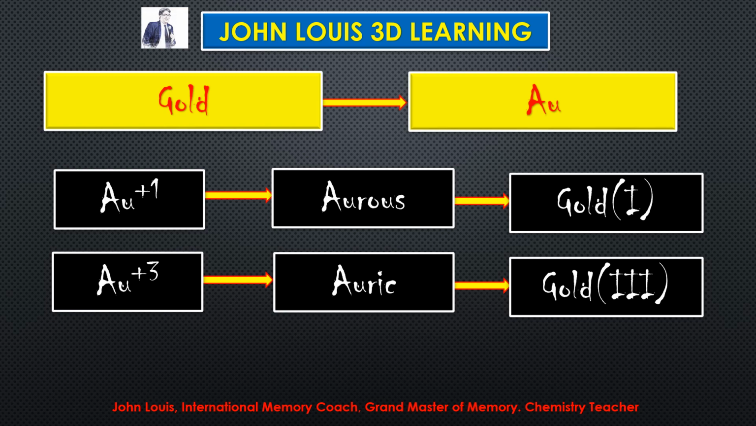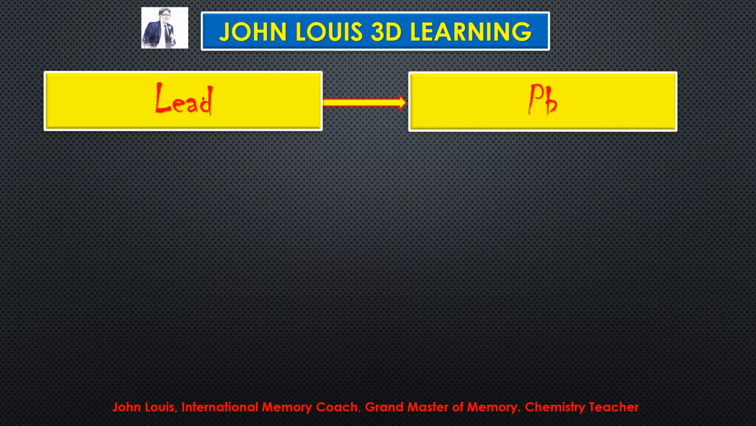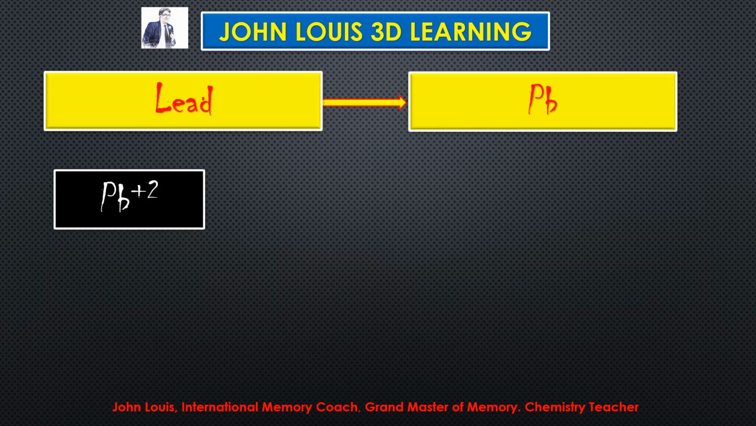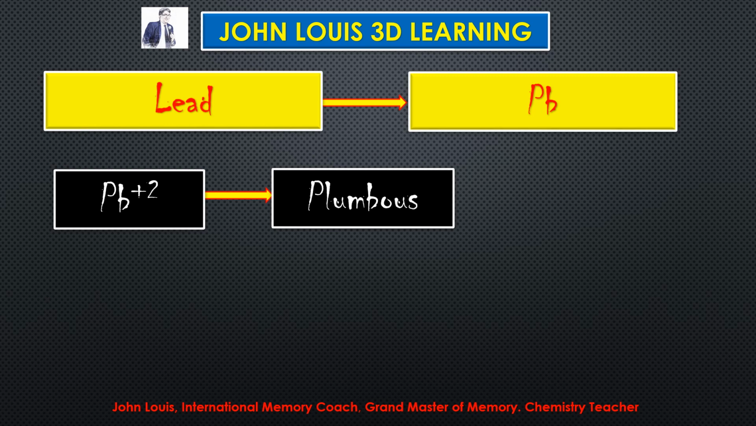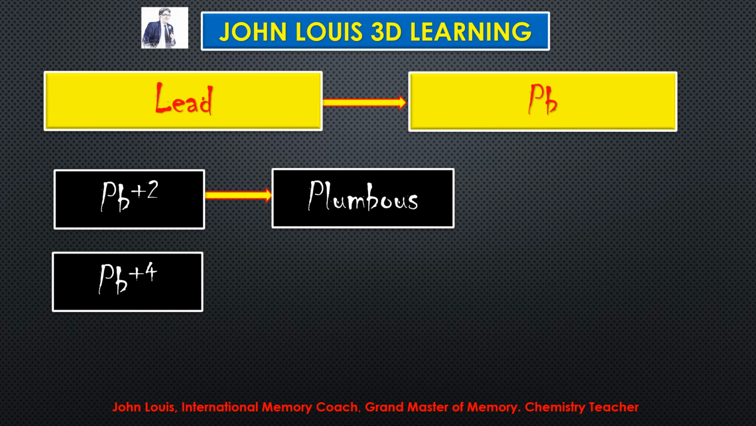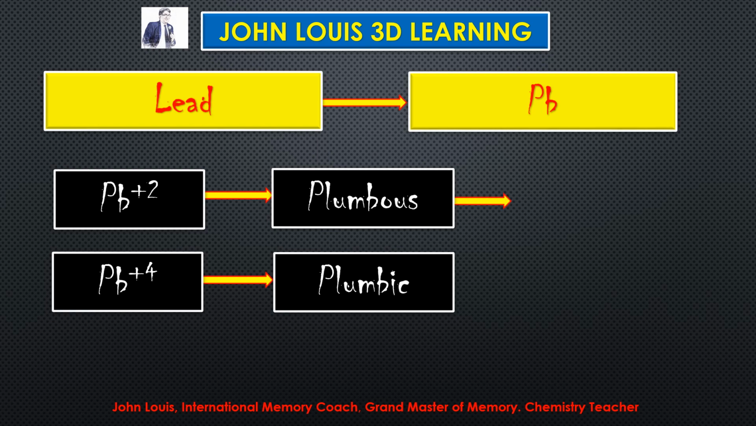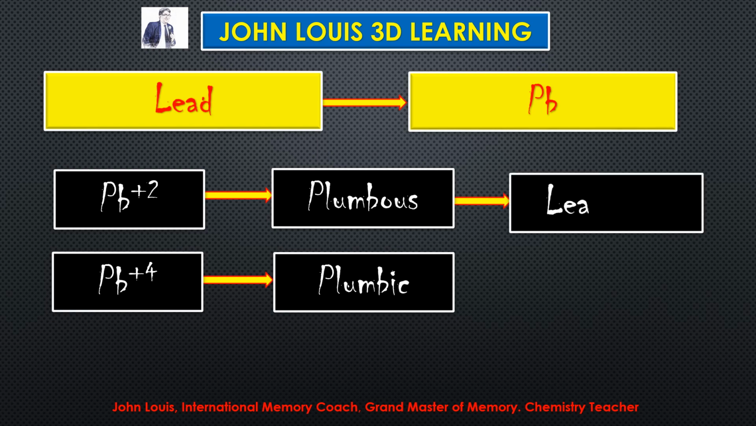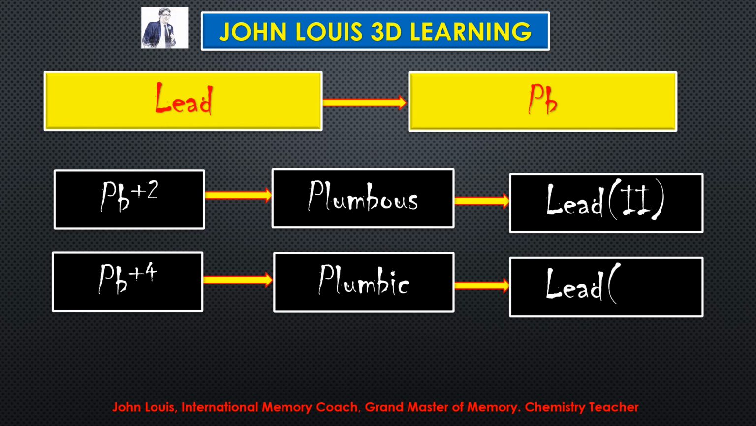Okay, so the next ion having variable valency is lead. So Pb, plumbum. So lead plus 2, plumbous. Lead Pb plus 4, it is plumbic. So therefore plumbous can be mentioned as what? Lead 2, and plumbic is mentioned as lead 4. So 2 and 4 should be in Roman letters within brackets.